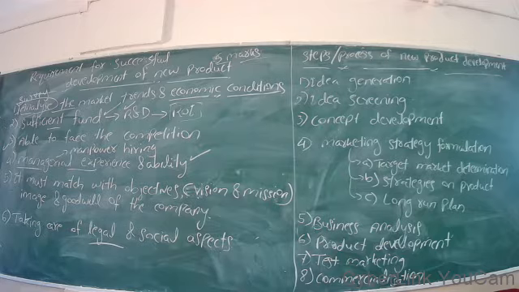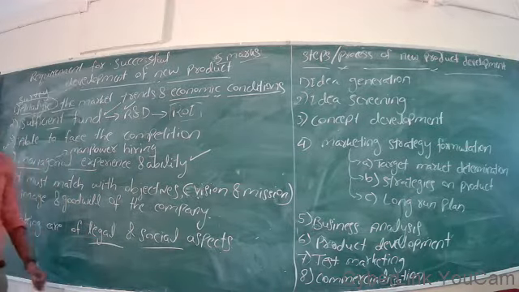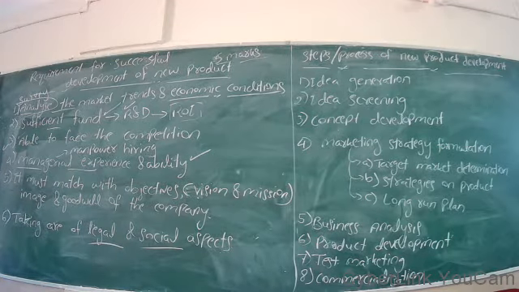Then you have to take care of all the governmental rules and regulations, legal aspects, and social aspects. That is, your product should comply with all the society. Society should accept your product. So these are the 5 marks reasons impacting or affecting any product's success or failure.